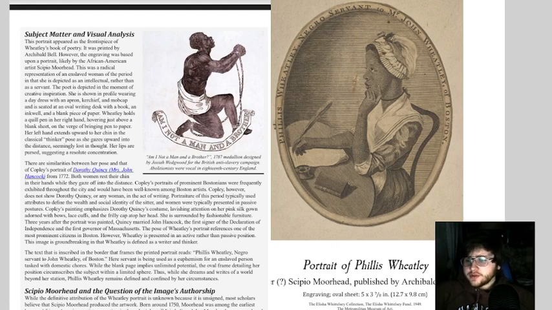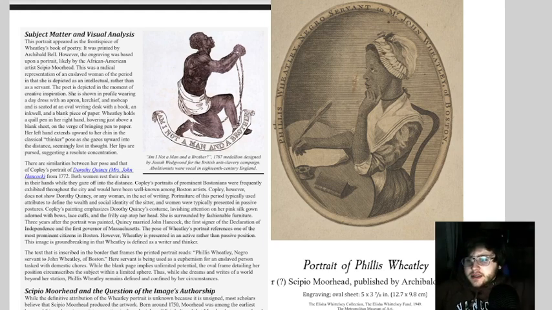The pose of Wheatley's portrait references one of the most prominent citizens in Boston. However, Wheatley is presented in an active rather than passive position. This image is groundbreaking in that Wheatley is defined as a writer and a thinker. The text that is inscribed in the border of the frame and printed portrait reads, Phillis Wheatley, Negro servant of John Wheatley of Boston.